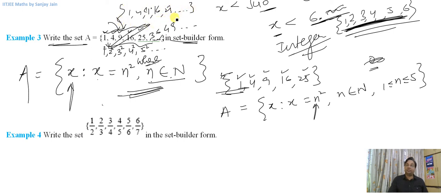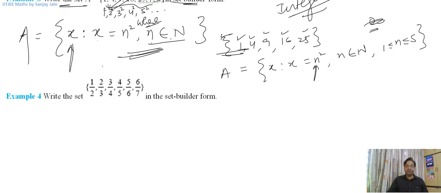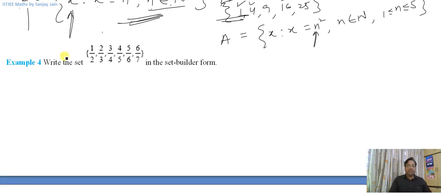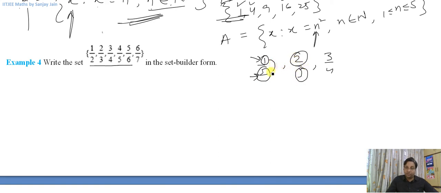Okay, so that is why these two answers are different. I hope you got the idea of what I am trying to say here. Now looking at this set, 1 by 2, 2 by 3, 3 by 4, what is the rule that is defining this? If you see the numerator and denominator, in the numerator if you have 1, in the denominator you will have 2; numerator 2, denominator 3. So the denominator is 1 more than the numerator.